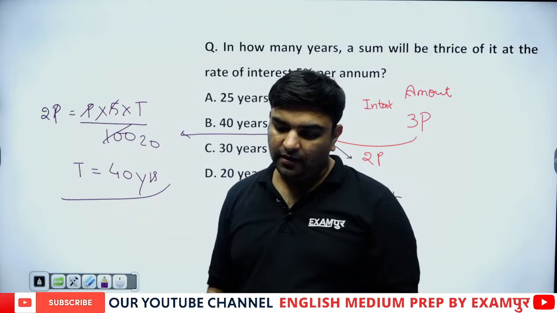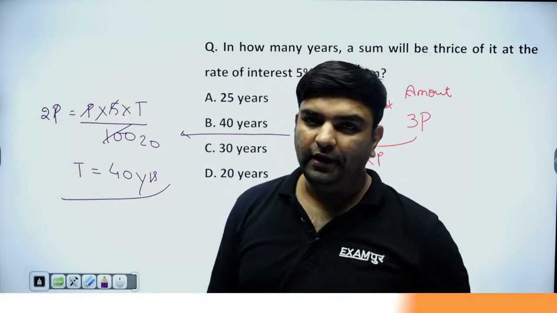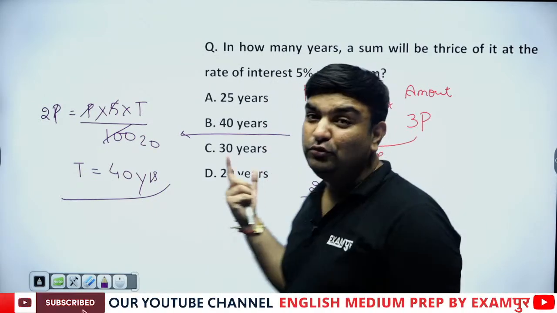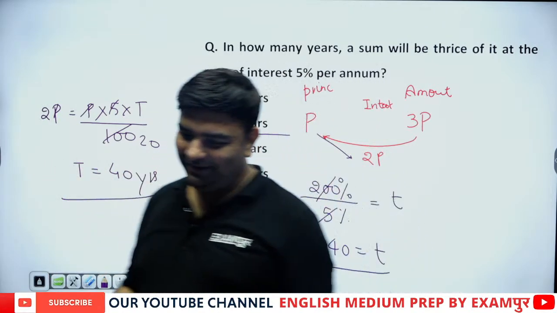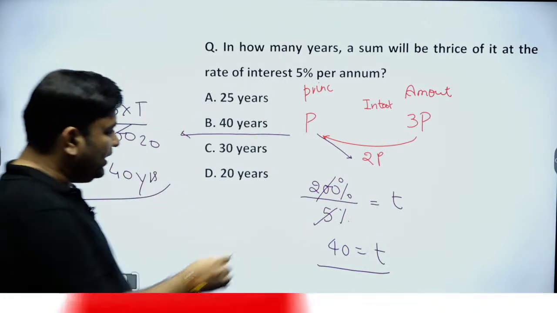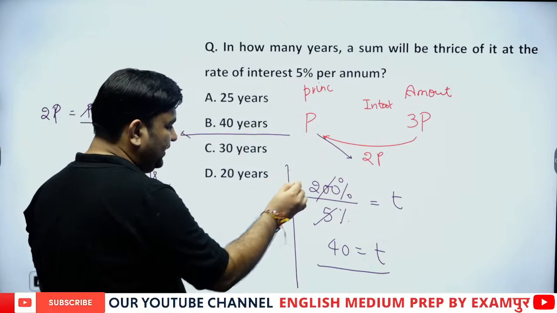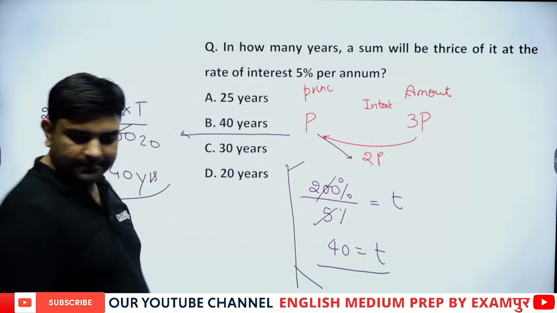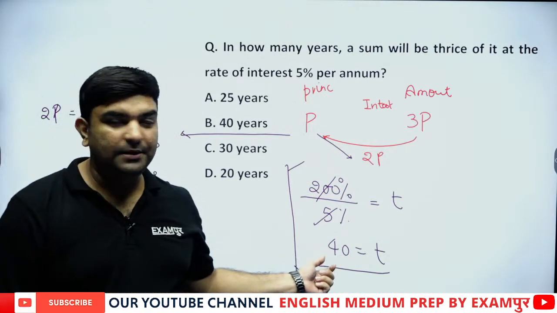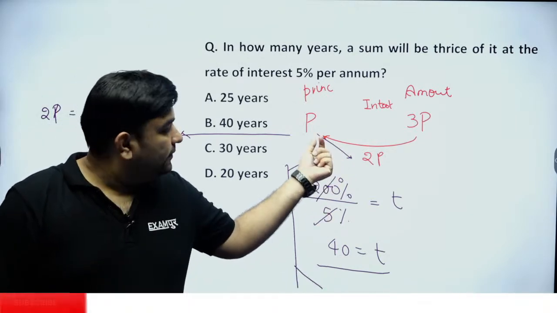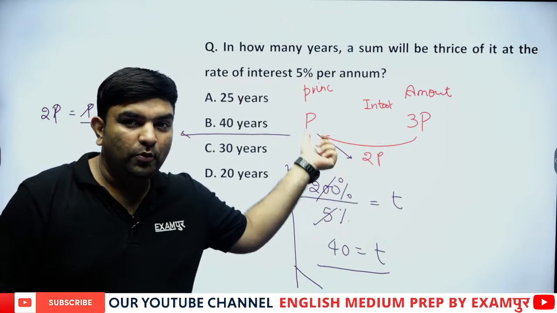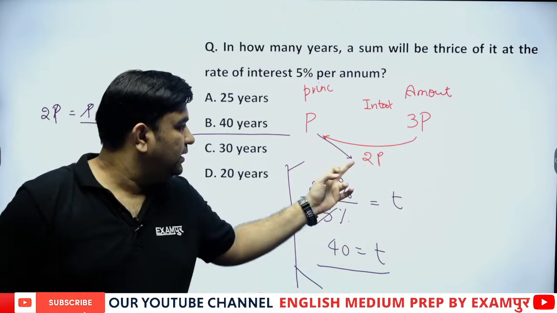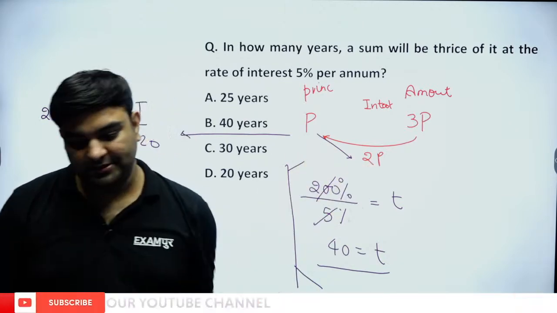You have done some error. Have you identified your error? I think you might have used 3P. Okay. So 200% interest with the rate of 5%, time is 40 years. Why 200%? Because interest of 2P over P is 200%. 2P over P into 100, 200%.